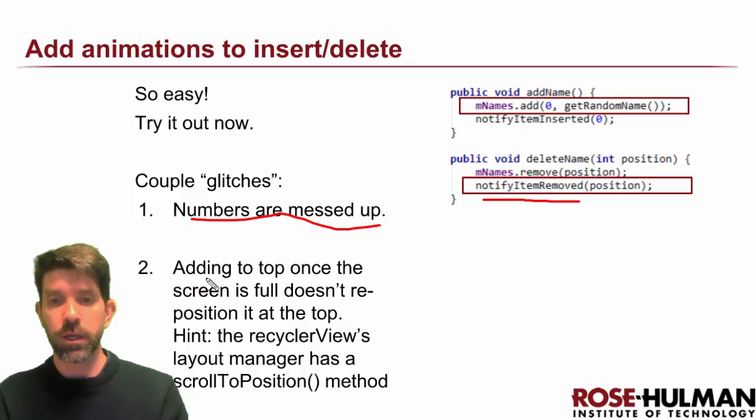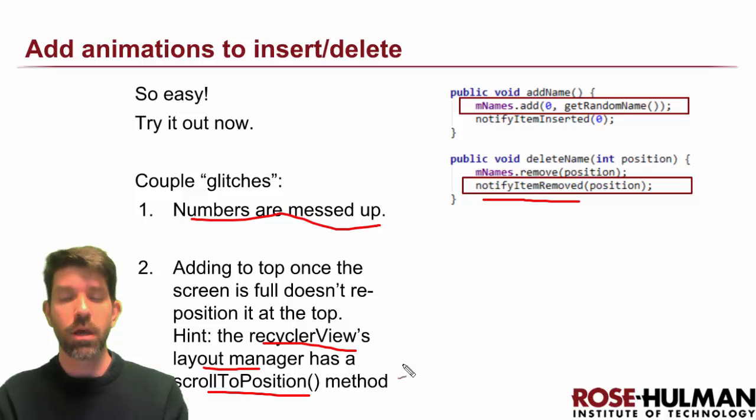The thing with the scrolling is interesting. It's actually not that bad of a fix to make. So if you add to the top and it doesn't reposition, it turns out that the RecyclerView's layout manager, right? So this linear layout manager has a scroll to position method, right? So you'll have to think about how you want to do that. So if we think about it, we're sitting in the adapter and we need the layout manager.